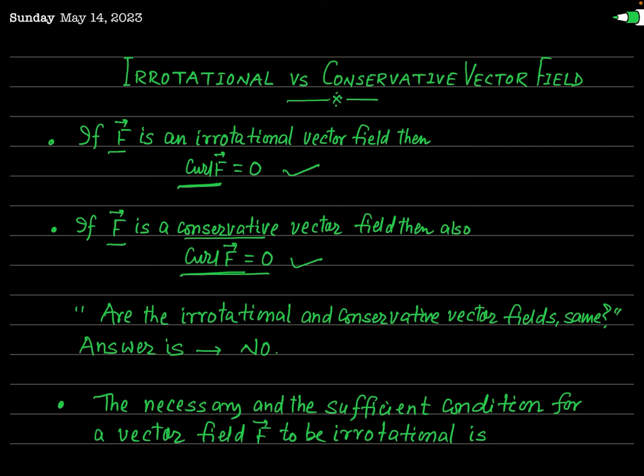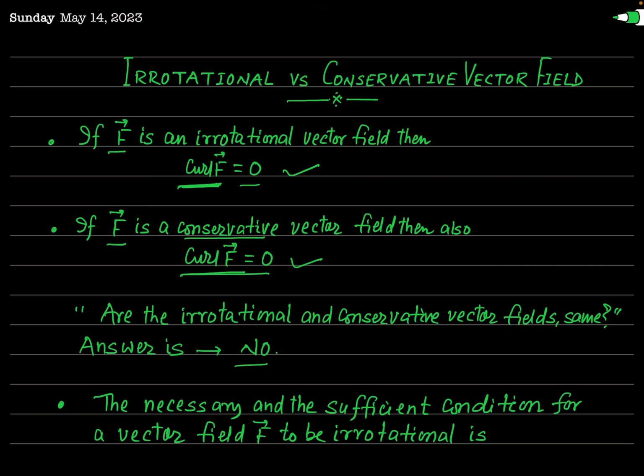So you must remember the answer is no. Actually, irrotational vector field and conservative vector fields are not the same. But there is a close relationship, but not exactly the same. In fact, when you talk about the irrotational vector field, then this condition curl of f equal to 0 is the necessary and sufficient condition for vector f to be irrotational. It means if f is an irrotational vector field, definitely curl f will be equal to 0. Okay, it is its necessary and sufficient condition.